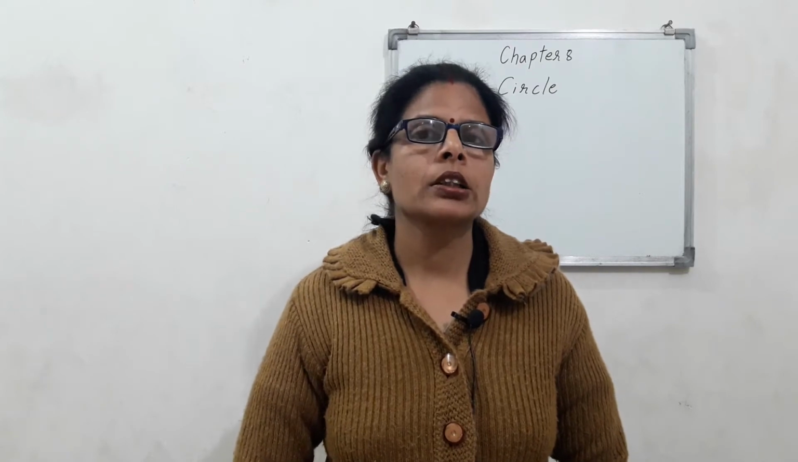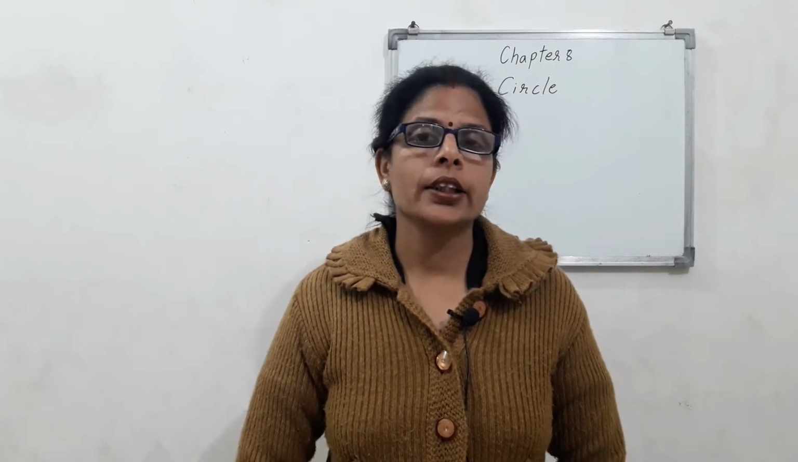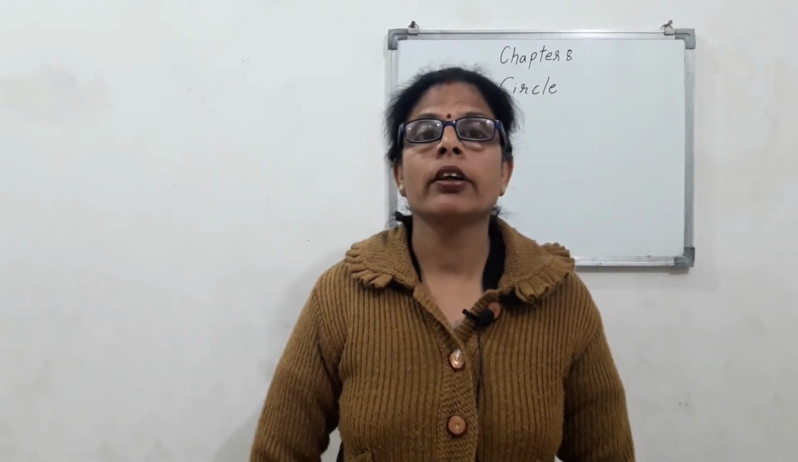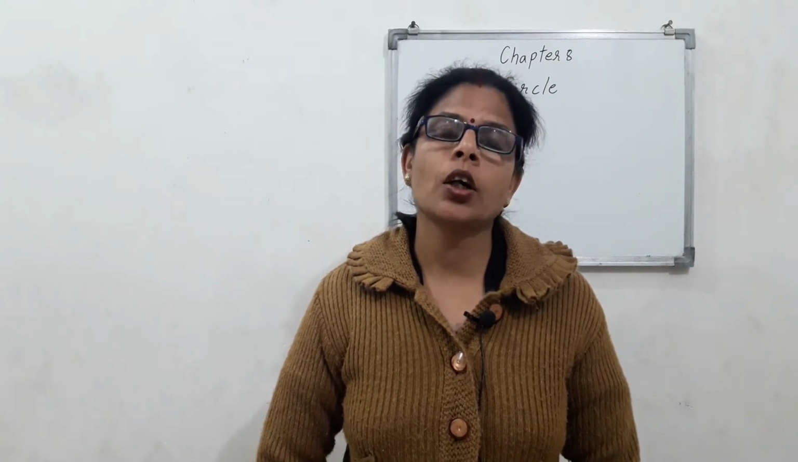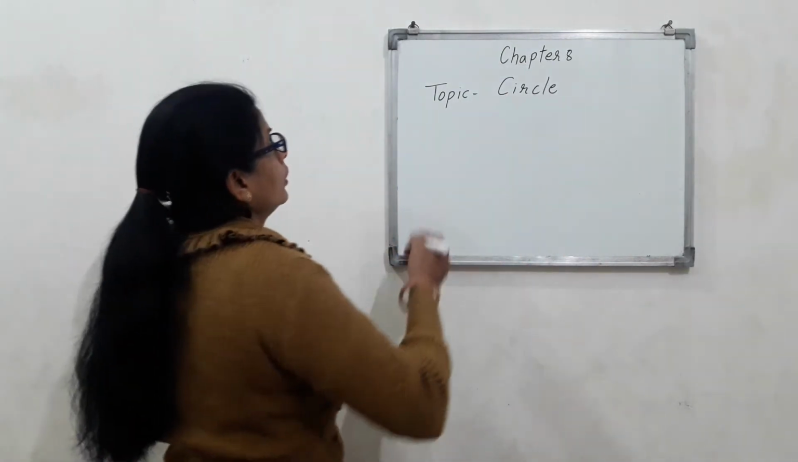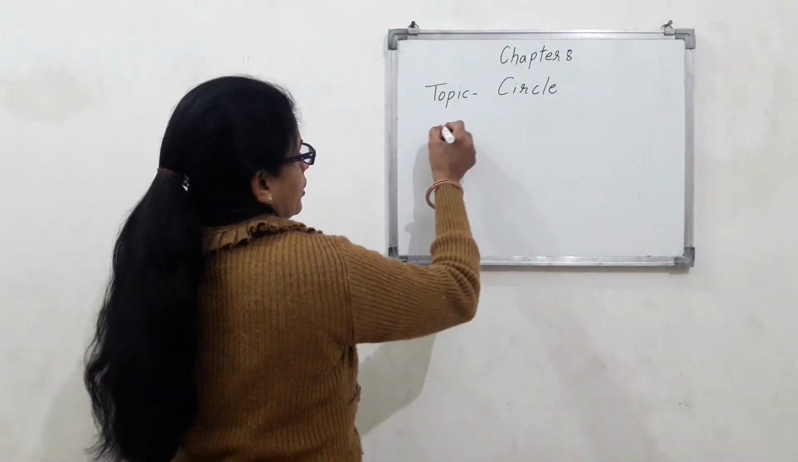In the previous online class, we have done circle and its different parts. Now, we have learnt what is radius, what is diameter, what is center, what is chord, right? Today we will learn how to find the radius if the diameter of the circle is given, and how to find the diameter if the radius is given. So, first we will learn how to find the radius of a circle.